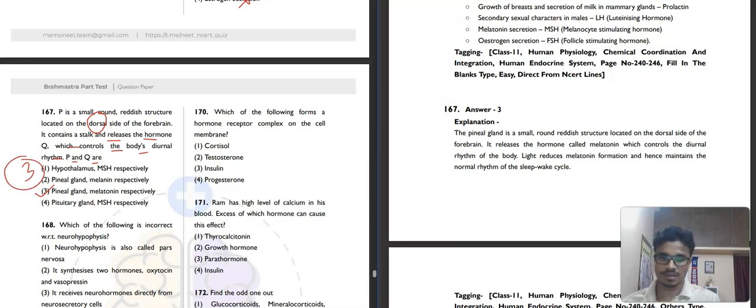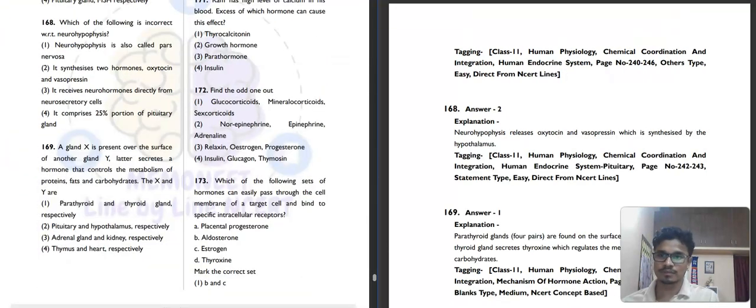Then question number 168. It is saying which of the following is incorrect with respect to neurohypophysis. Neurohypophysis is also called pars nervosa. Yes, correct. Then it says that it synthesizes two hormones, oxytocin and vasopressin. No, it only stores two hormones. These hormones, oxytocin and vasopressin, are synthesized by the hypothalamus. Then it receives neurohormones directly from the neurosecretory cells. Yes, correct. Portal circulation. Then it comprises 25% of the pituitary gland, which is also correct. So here the second option will be your correct answer.